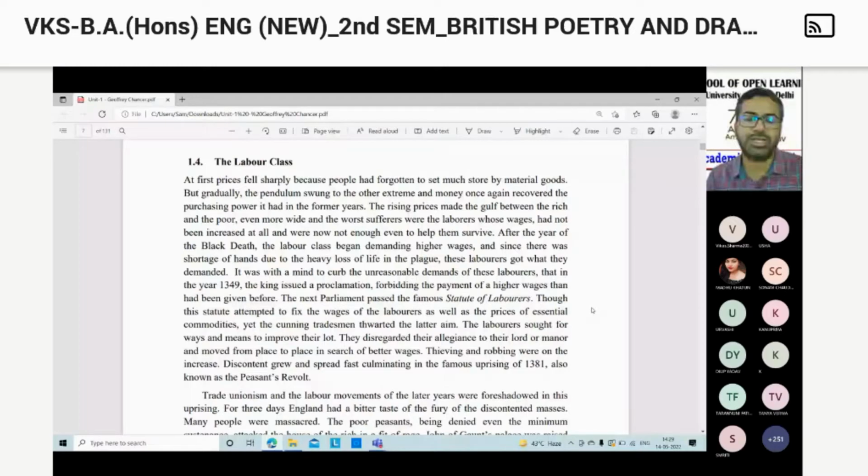So just read the first paragraph of the labor class, and I'm giving you 2 minutes here. Everyone, please obediently read it, and then I'll continue talking about the labors, and then we move on towards the text. Everyone, please read. I'm giving you 2 minutes here.